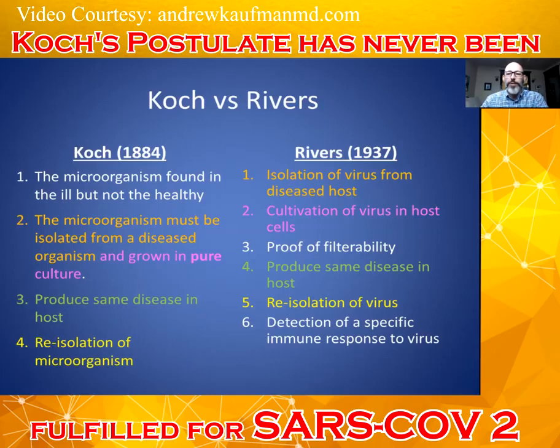So that would be cells basically from the person who is ill or the source of the virus in the first place. Now, there's the third criteria of Rivers, which is not in Koch's postulates, which is proof of filterability.